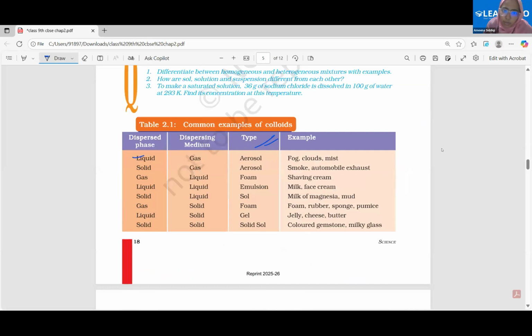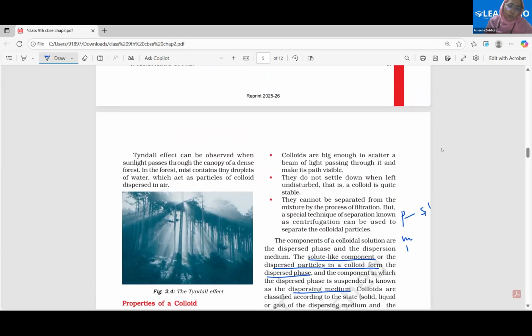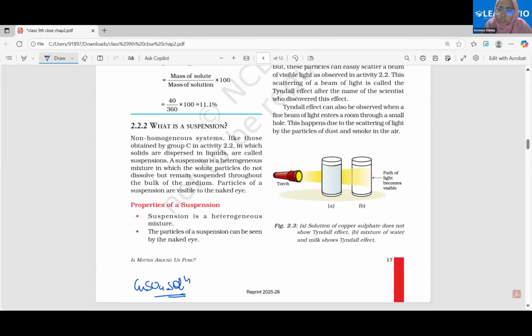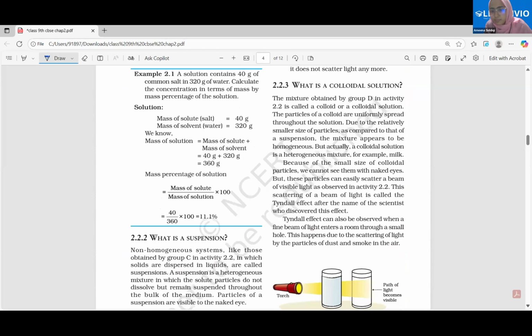If the dispersed phase is liquid and the medium is gas, it is called an aerosol. We have the examples, please go through them. Any confusion in this? No. One point here. Let's say I have a copper sulfate solution. What kind of mixture is this? First of all, homogeneous or heterogeneous? Heterogeneous. Fine. In case of heterogeneous, what will you classify it as?